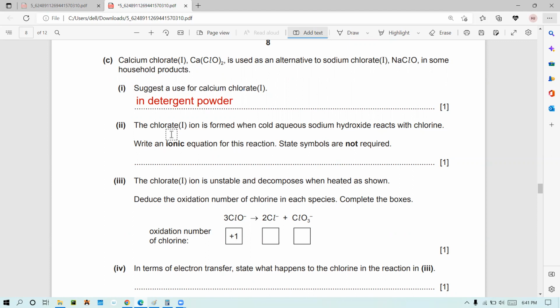The chlorate ion is formed when cold aqueous sodium hydroxide reacts with chlorine. Write an ionic equation for this reaction. State symbols are not required. Here I want to teach some additional things. We will discuss those things and come back to the question again.